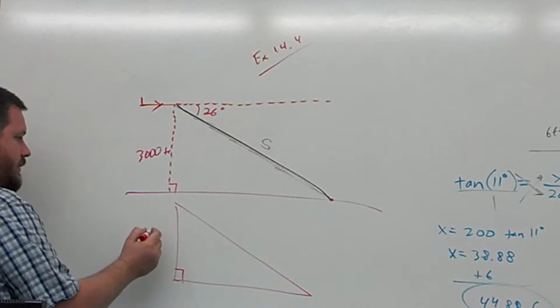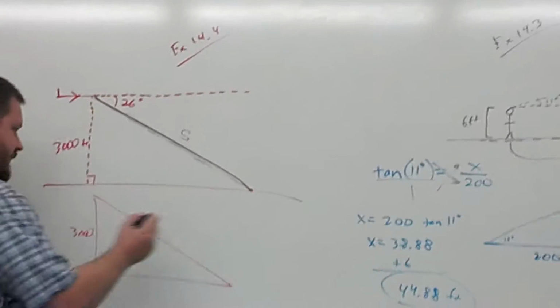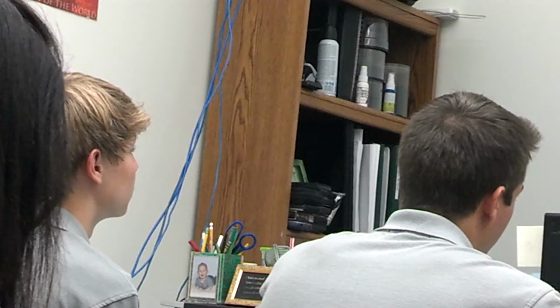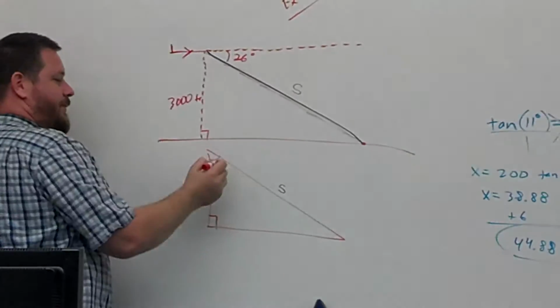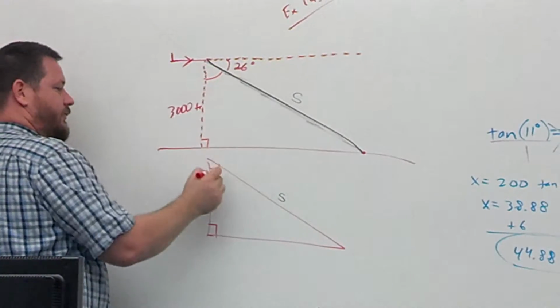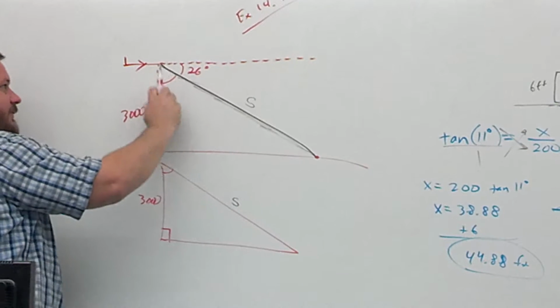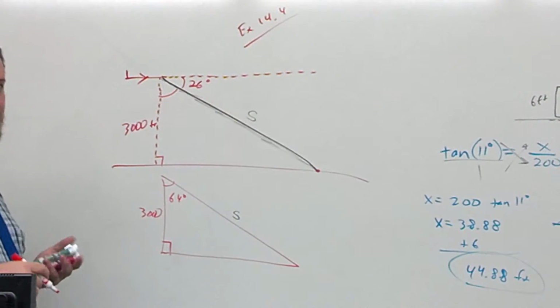Alright, so what's this side? We don't know. What's this? That's what we're looking for. This is our S. And what's this angle up here? 64 degrees. This angle here is 26, but this is the one in our triangle. So we have to do 90 degrees minus the 26, which leaves 64.